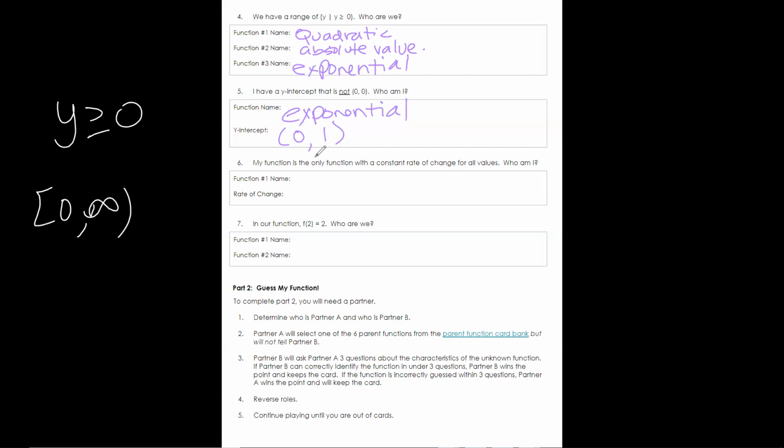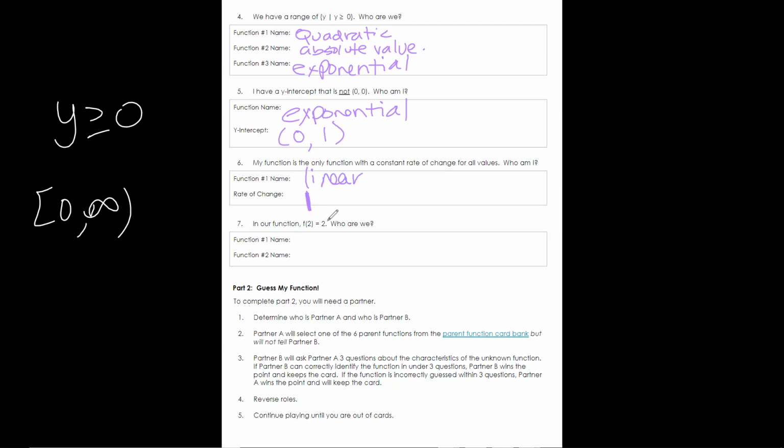Which one is the only function that has a constant rate of change? Linear. And what's the constant rate of change for the parent function? That's slope. What's that number that's out front? There's nothing written there, so we assume it's a 1.